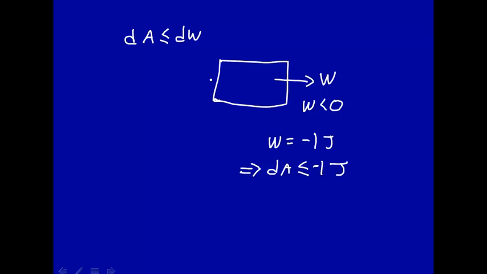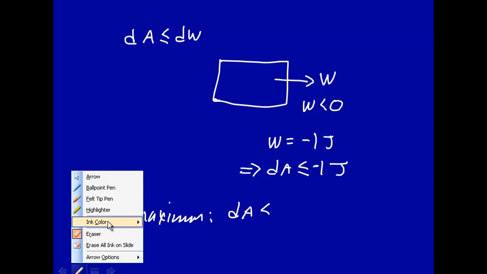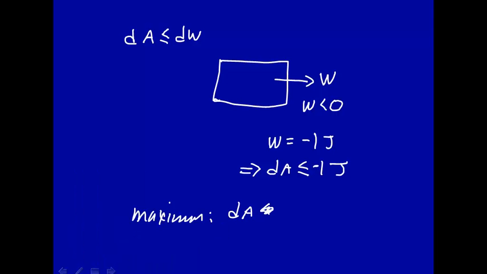So what this says is that the maximum amount of work you can get out of a system is the change in Helmholtz free energy for that particular process. But in fact, you can only get the maximum amount of work when dA is equal to dw, or dw is equal to dA. This is for a reversible process.